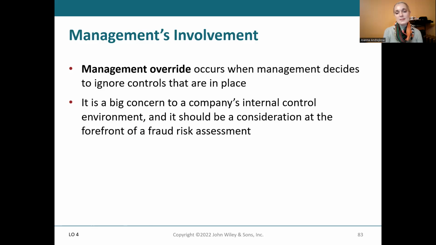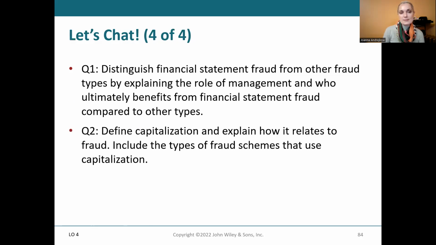Management involvement. Management override occurs when management decides to ignore controls that are in place. It's a big concern to a company's internal control environment and should be considered at the forefront of fraud risk assessments. Many frauds that occurred in the early 2000s were due to management overrides.